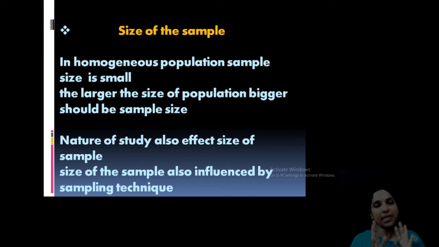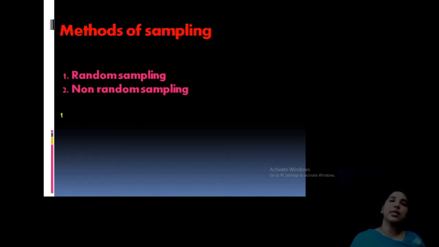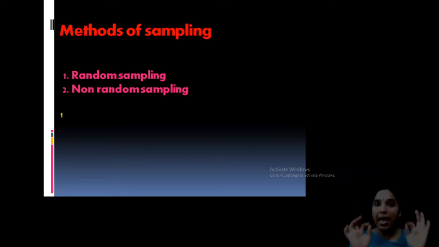Clear? Then the size of the sample is also influenced by the sampling technique. Based on the technique you adopted, the size of the sample may also vary. Okay, so these are all about the size of the sample. Now we can discuss what are the various methods of sampling. Broadly, it is classified into two groups, that is random sampling and non-random sampling.